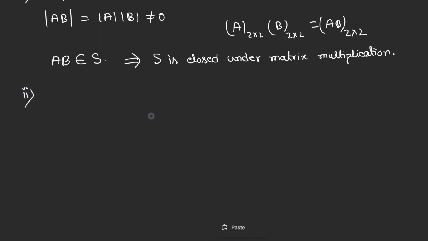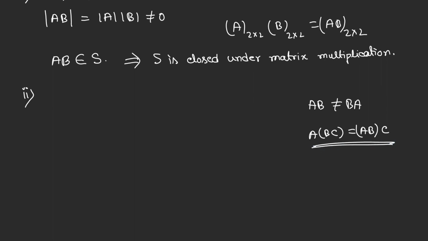is associative. Actually, in class 11 or 12, when you learned matrices, you know that matrix multiplication is always associative. This is an obvious result; you need not prove it. Matrix multiplication is always associative, but matrix multiplication is not commutative. Yes or no? You have learned that in general AB is not equal to BA, but A into BC will always equal AB into C, and this is the property of associativity.